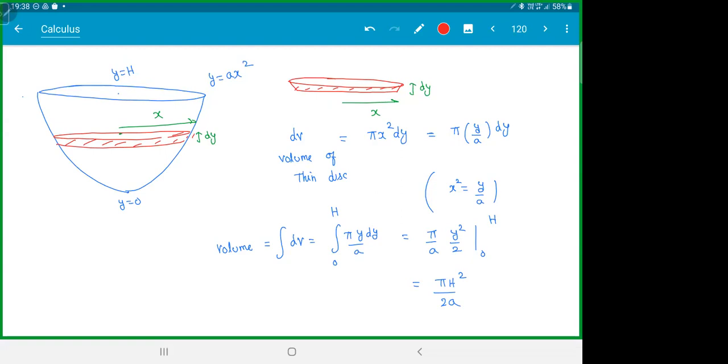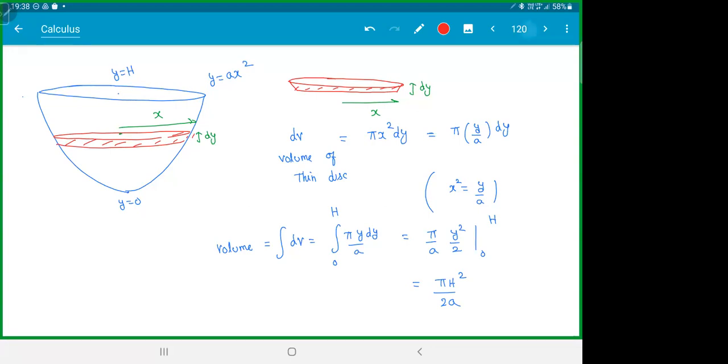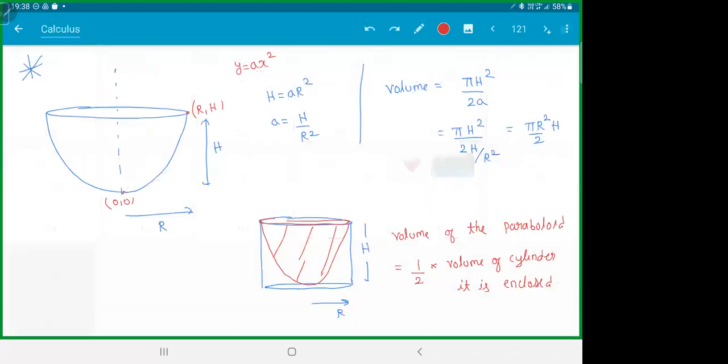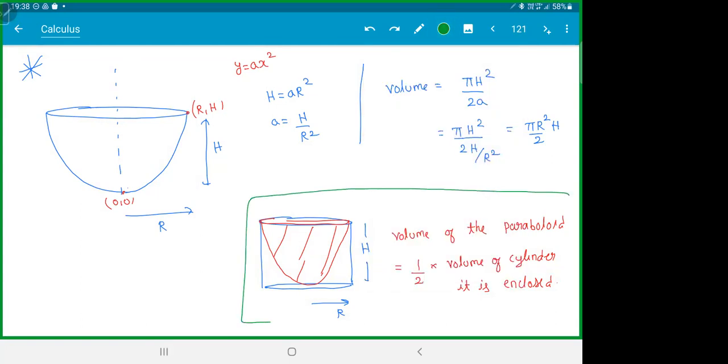Clear? Any doubts on this? So can you go to the next page? Next page. Yeah. Please check the steps, and yeah, this result comes next. Quite useful.